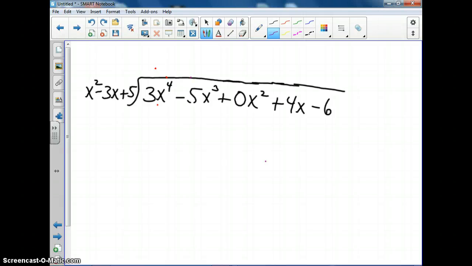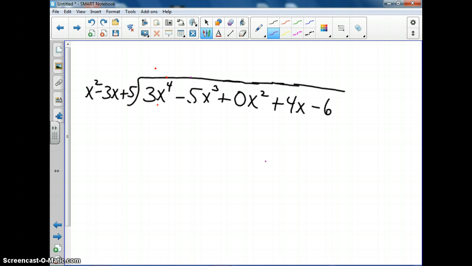All right, so this is example number 1 right here that you see on the board. This is called the divisor, x squared minus 3x plus 5. And this is what you're dividing into: 3x to the 4th minus 5x cubed.